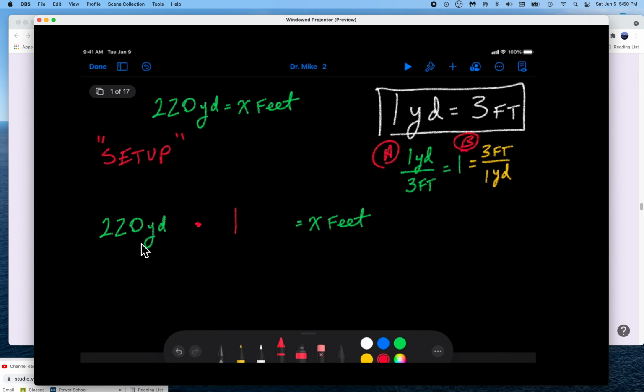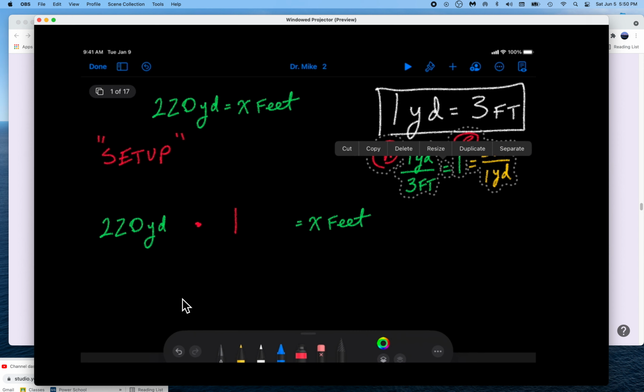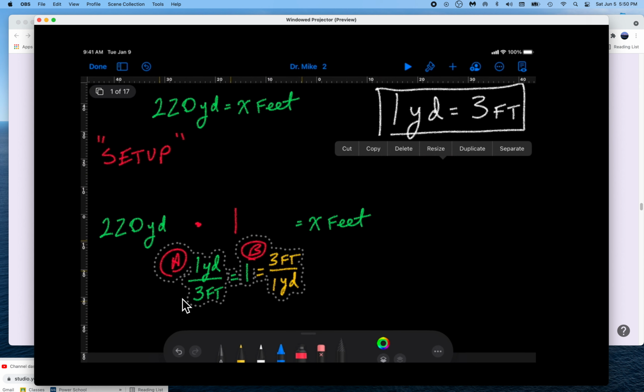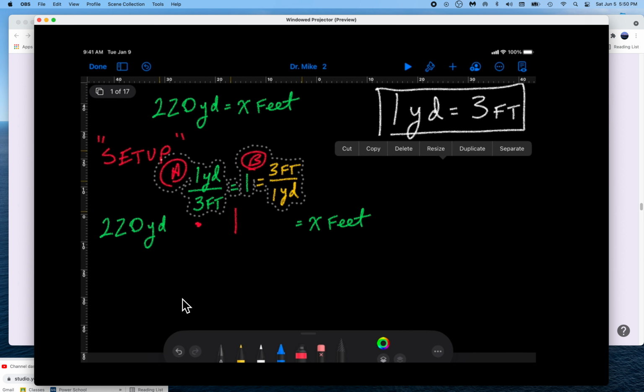Perfectly legal to come along and multiply one side of the equation by 1. Now, if we just multiply 220 yards by 1, it's not helpful. It's not going to get us where we want to go. However, what if we use one of these two versions of 1? That's going to get us where we want to go. Okay, now, let's bring both versions of 1 over here. We're going to want to use one of these versions of 1.